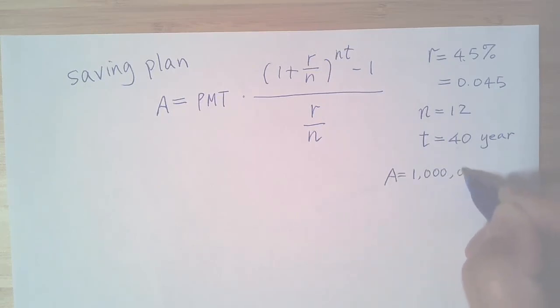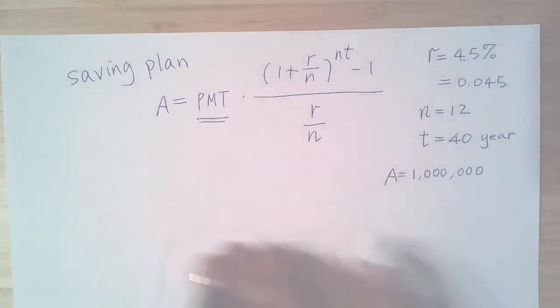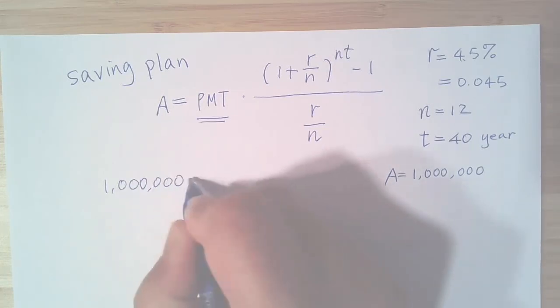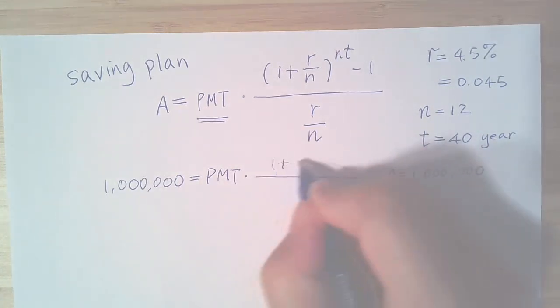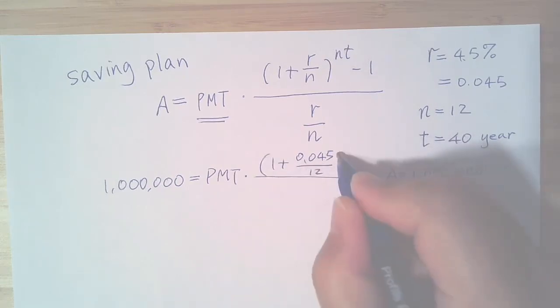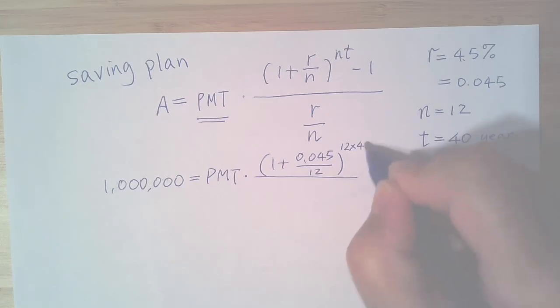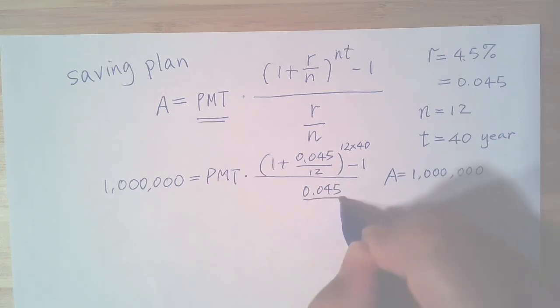Okay, and let's see, you probably want to have $1 million at the end, so that A is $1 million. All right, now we're going to figure out how much you need to save each month, which is the payment. So I put things in the formula. I will get 1 million equals payment times 1 plus 0.045 over 12, and then the power is 12 times 40, so 12 times 40, and minus 1, and the denominator is 0.045 divided by 12.